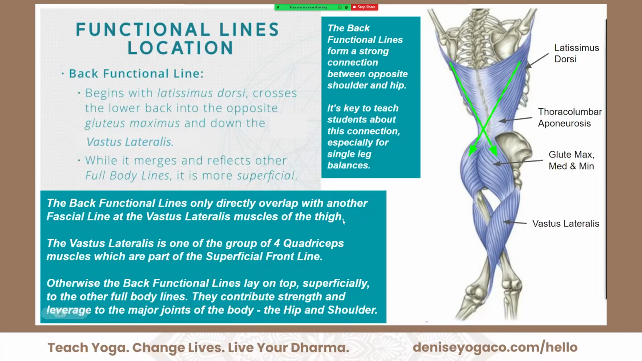Now, we have an overlap with the superficial front line. Again, see, this is a muscle that's on the side of the leg, but it's part of the group of quadriceps. And the quadriceps are part of the superficial front line. So it's part of that as well. Okay, but otherwise, these functional lines lay over top of a whole bunch of other muscles that are part of other lines. But these are the over top ones. And again, they're really for those larger global movements, connecting opposite shoulder to hip. So that's really the key way that you're going to feel these muscles get kicked in.